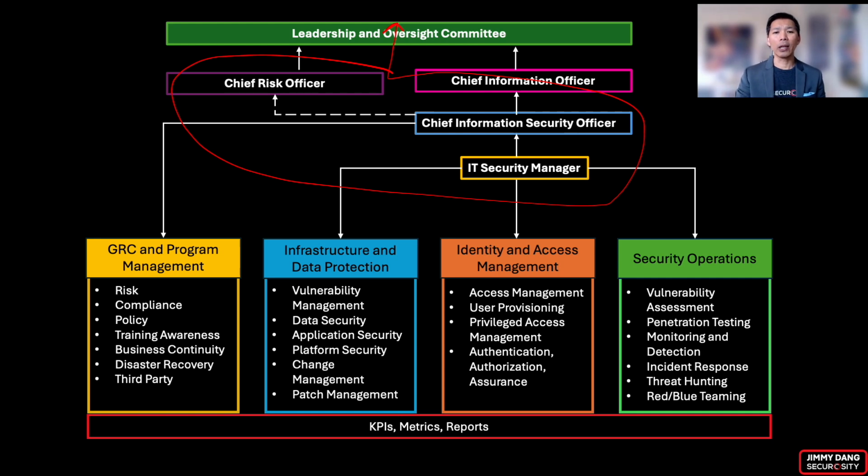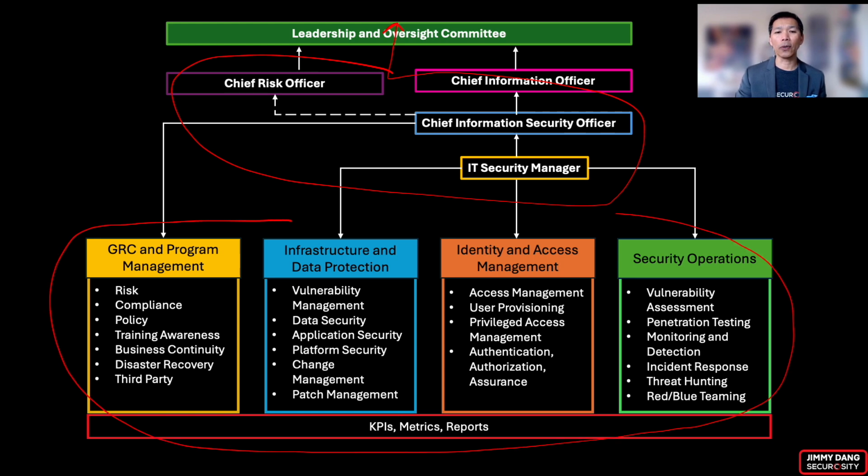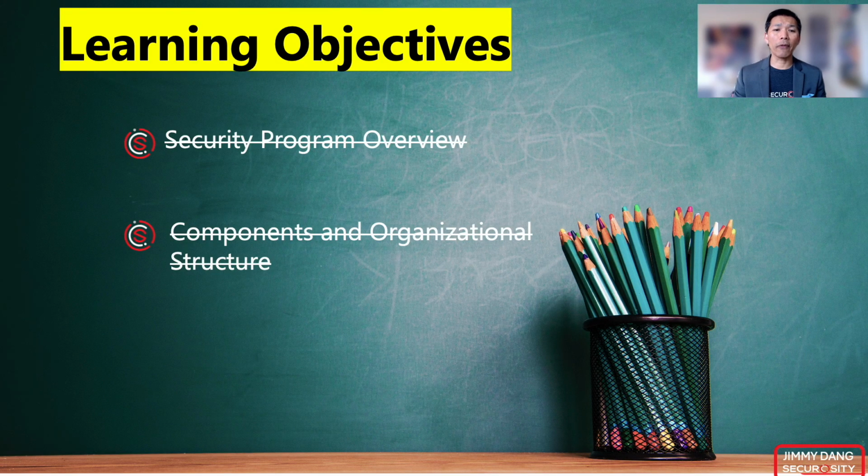Now, there you have it. There are 4 or 5 key components to this cybersecurity enterprise program, as well as the reporting structure. So we have covered the security program overview and also the components and its organizational structure.